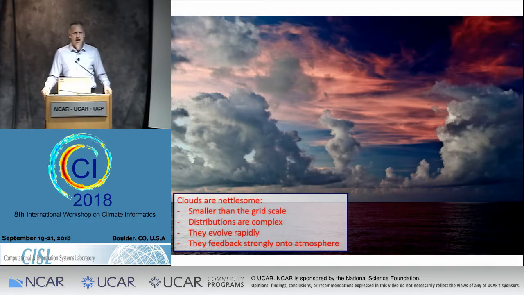So anyways, models are sort of my world, but one of the troublesome things about modeling, particularly the tropics, are clouds. Clouds are nettlesome. They occur at smaller scales than the grid scale, especially for problems related to global climate modeling. The distributions are complex. They evolve rapidly, but the key to much of what I'm going to talk about here is that they also feed back strongly onto the atmosphere. So the next few slides are just going to be some motivation, some pretty cloud pictures basically, before I get to some of the more important consequences.